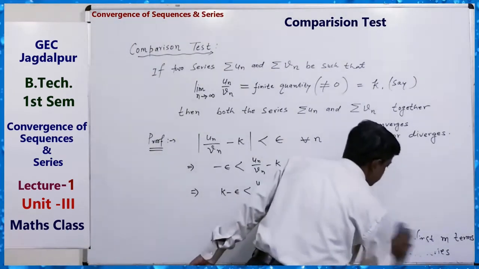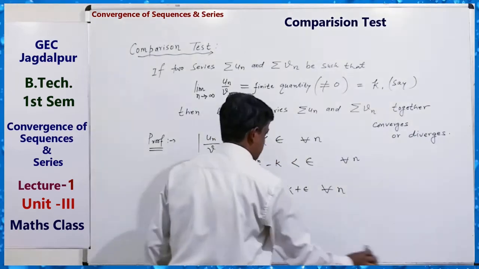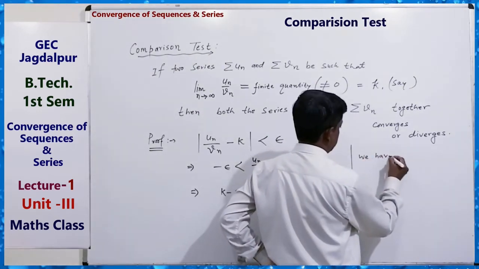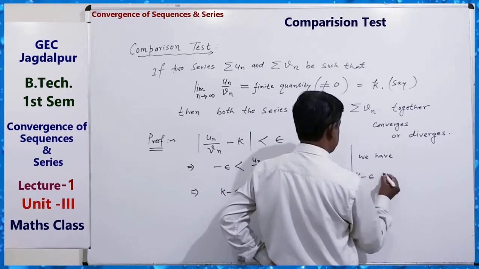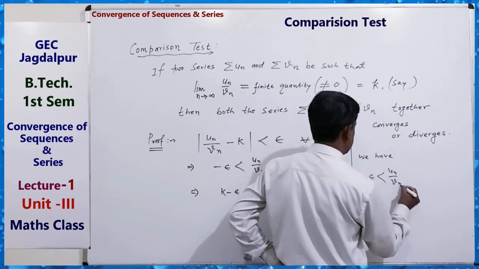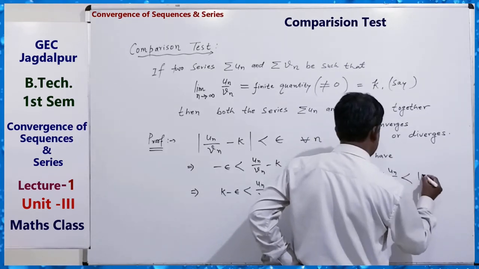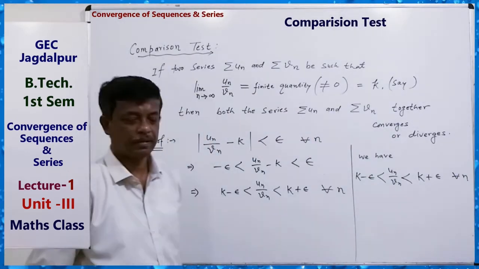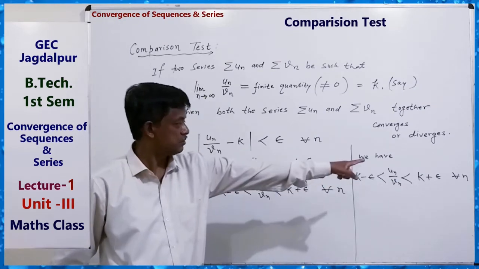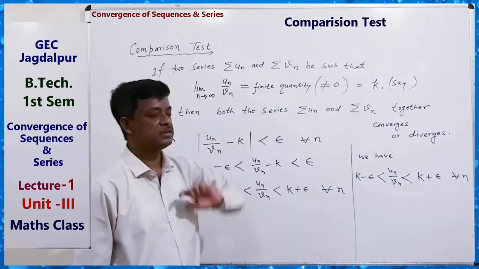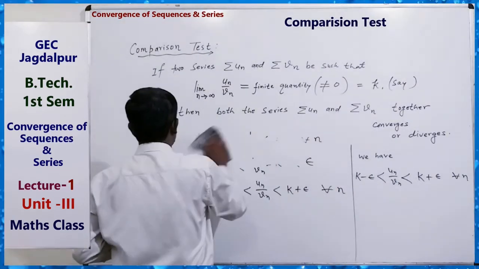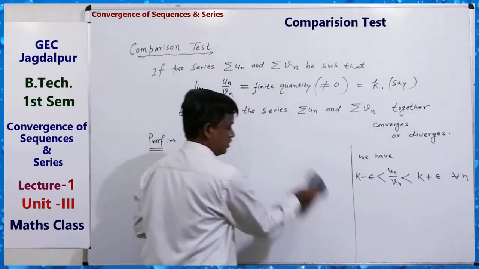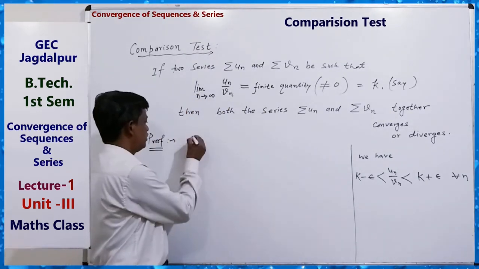Now we have to discuss the convergence and divergence of the series. So just write here, we have what relation? k minus epsilon less than Un by Vn less than k plus epsilon for all n. Now we have to discuss convergence and divergence of the series. So here our helping series will be the second series, summation Vn. So take Case 1.